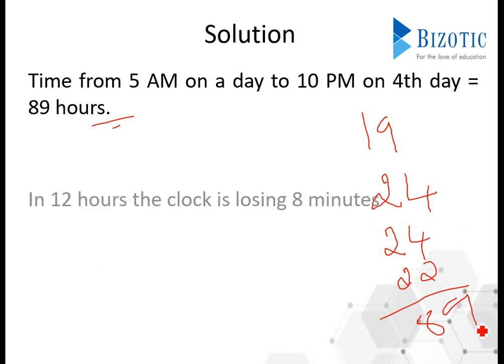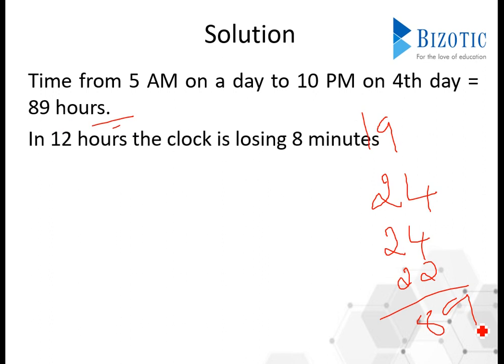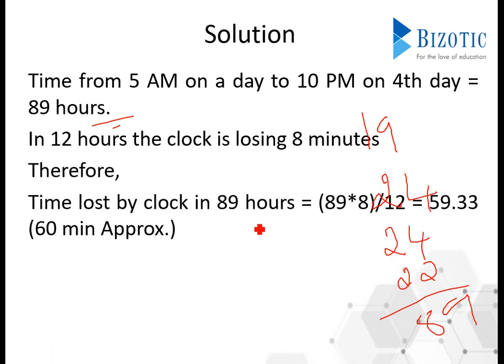Next, you know that for every 12 hours, the clock is losing 8 minutes. So how much will it lose in 89 hours? Simple mathematics, cross multiplication: 89 into 8 by 12. Or, for making the calculation easier, 90 into 8. Then you will have 720. 720 divided by 12 is exactly 60. So this will come as 59.33.